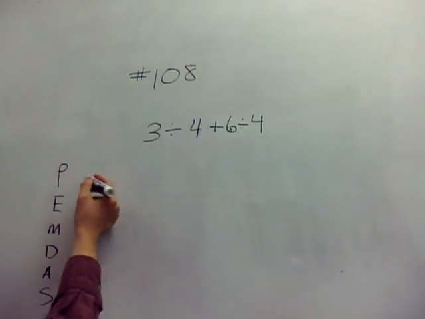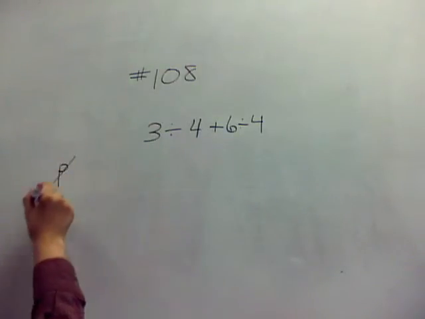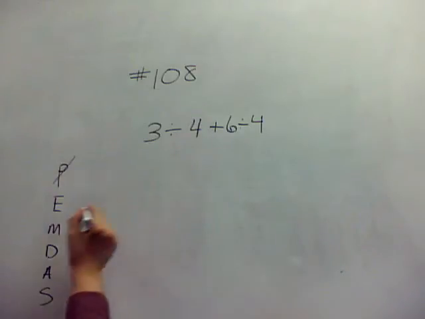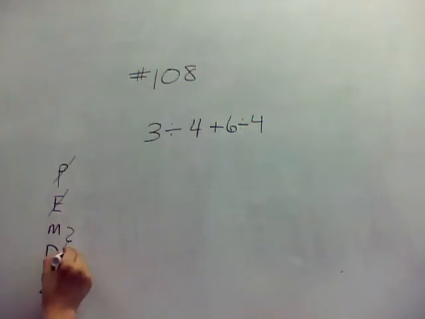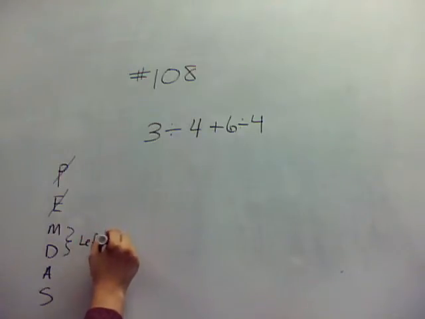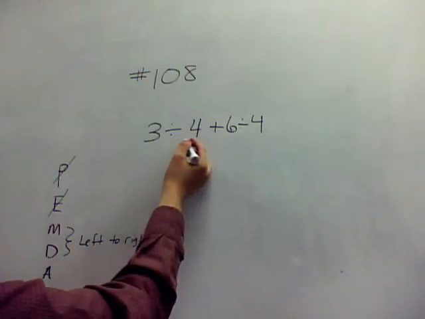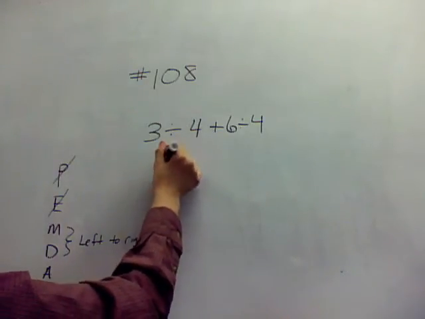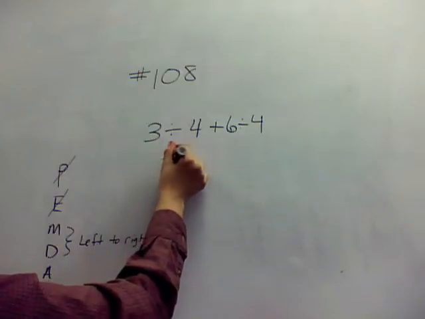The P stands for parentheses. Well, there's no parentheses here, so we don't need to worry about that. There's no exponents here, so we don't need to worry about that. There is a multiplication or division, and when we're looking at multiplication and division, we go left to right. Okay, so we have the left one, which is 3 divided by 4. Put that in your calculator, you get 0.75.